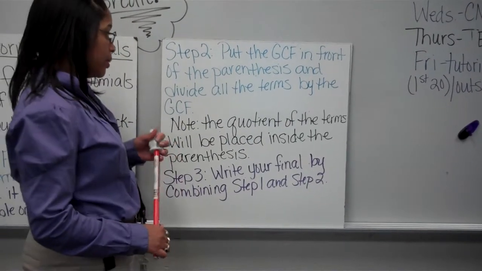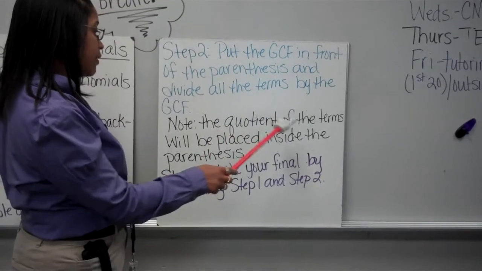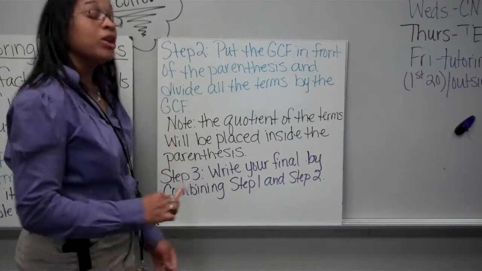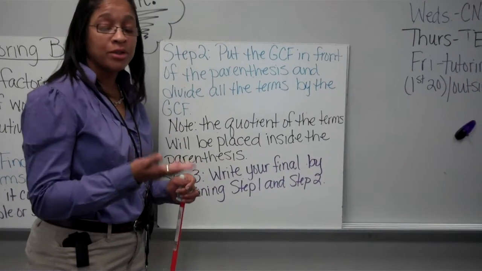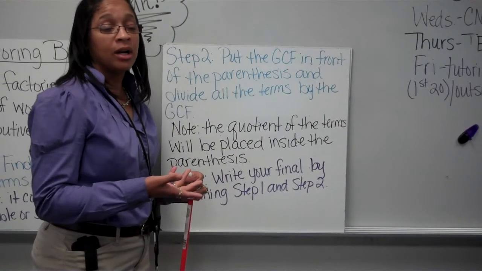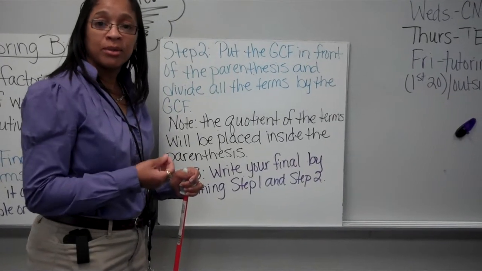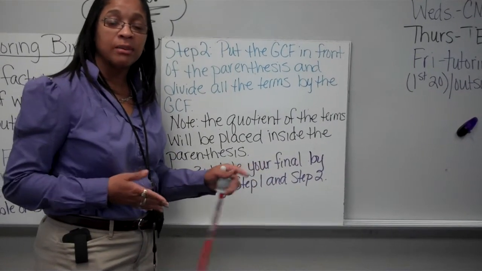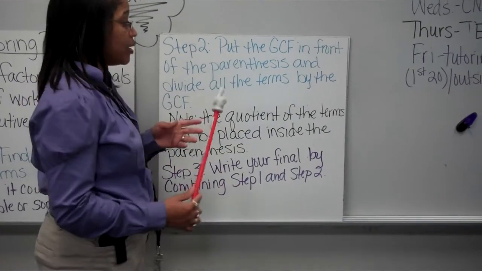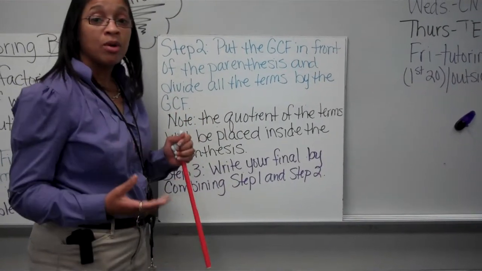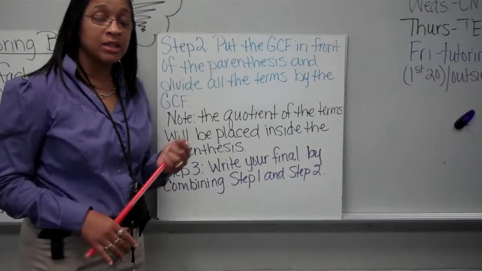A good thing to remember is that once you find your GCF, you have to divide all your terms by that GCF. So once you figure out what number all the terms have in common, you're going to divide all the terms by that number to get the quotients that are going to be left in the parentheses.